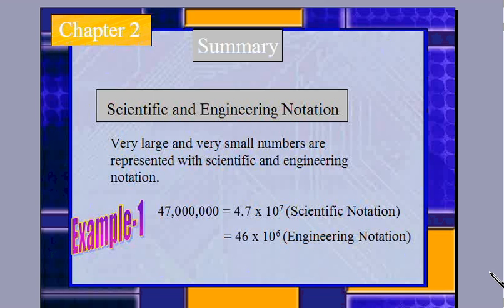The difference between engineering and scientific notation is that scientific notation will always have the first number between 1 and 9, and engineering notation is concerned with the exponent. It has to be a multiple of 3.